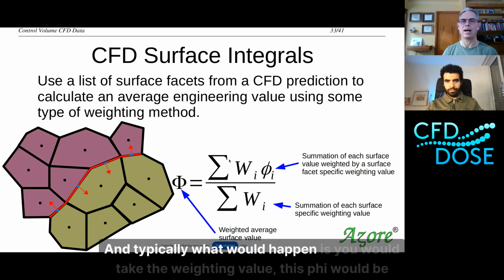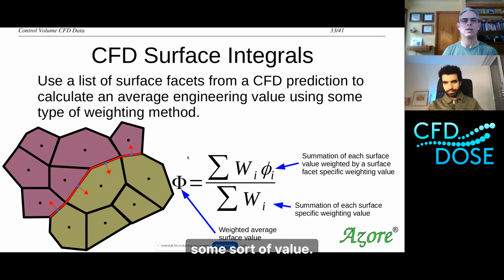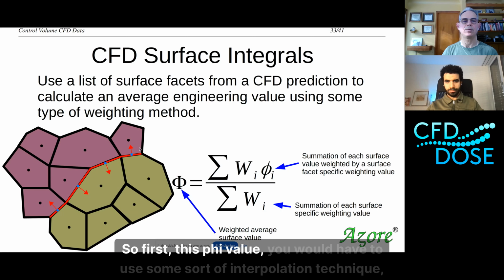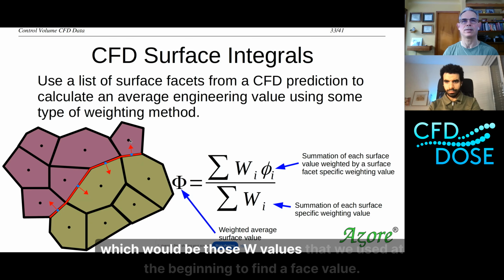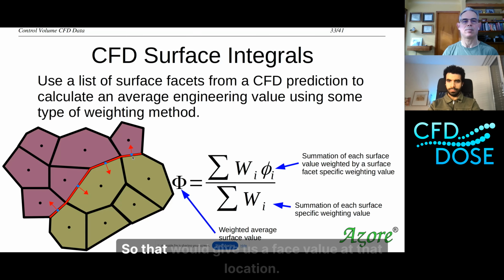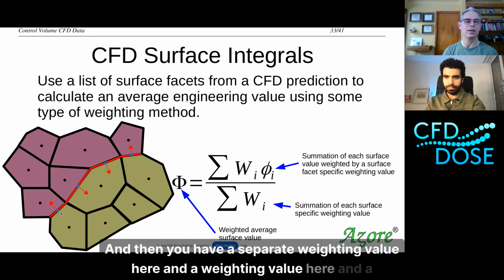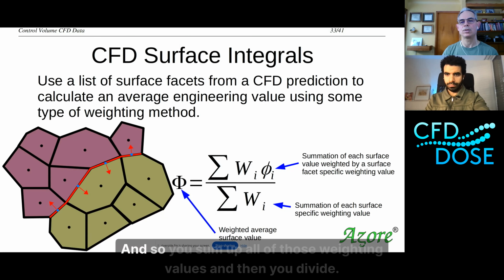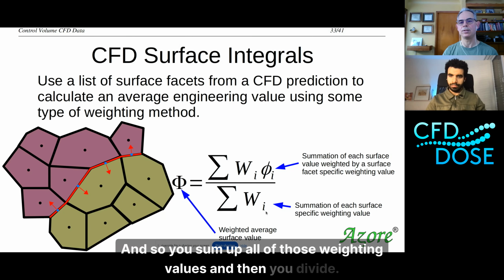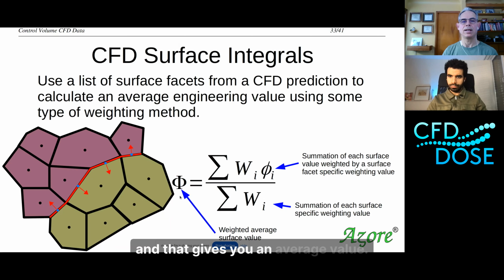Typically what would happen is you would take the weighting value. This phi would be some sort of value. So first, for this phi value, you would have to use some sort of interpolation technique, which would be those W values that we used at the beginning to find a face value. That would give us a face value at that location. And then you would weight that based on this value. And then you have a separate weighting value here, and here, and here. And so you sum up all of those weighted values, and then you divide, and that gives you an average value.